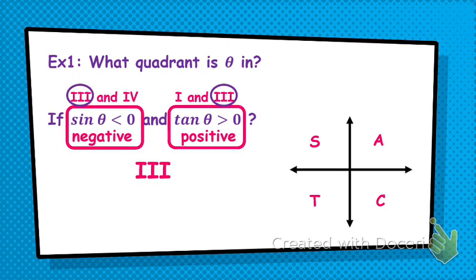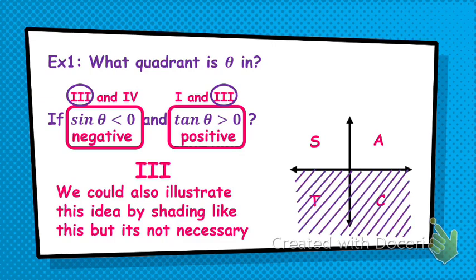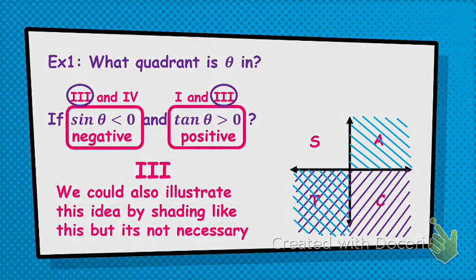Another way we can think about this is by shading. Okay, so I have this little illustration shading this stuff so we can kind of see where things double overlap. So this is where sine would be negative in quadrant 3 and 4. This is where tangent would be positive. Notice they overlap in quadrant 3.